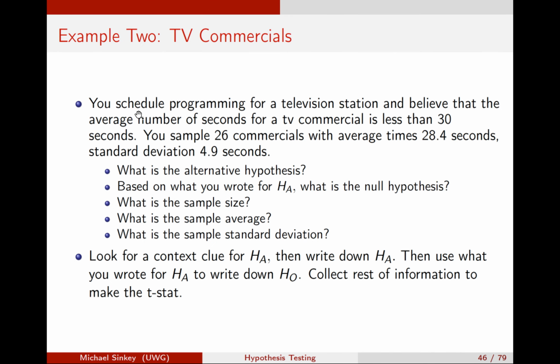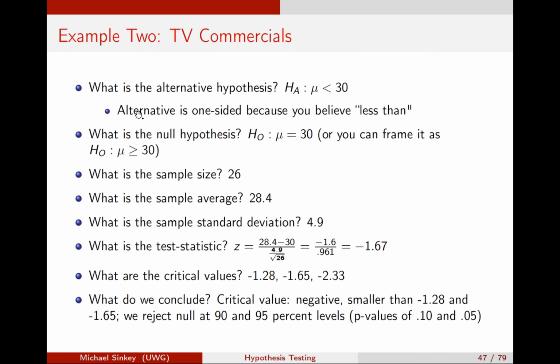We left off in the previous example of scheduling programming for a television station. And in this example, we had a one-sided left alternative hypothesis, and it was that the average number of seconds for a TV commercial was less than 30. We sampled 26 commercials. We got a sample average of 28.4, and we constructed a test statistic of minus 1.67.